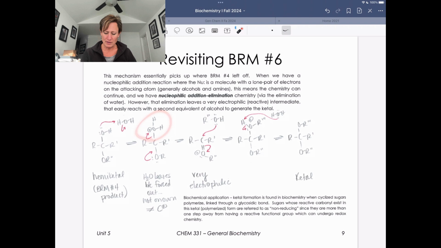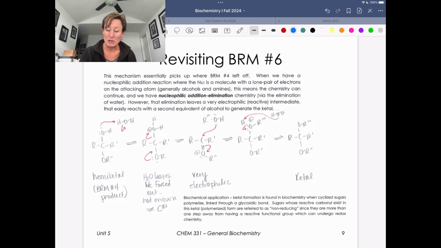We generate water that can easily leave when pushed out by the oxygen, the heteroatom's lone pair, generating, again, a very electrophilic reactive intermediate here. Now we've got nucleophilic attack by another equivalent of alcohol. Okay, deprotonation of that incoming nucleophile generates our hemiketal.